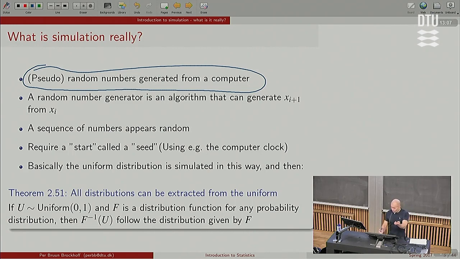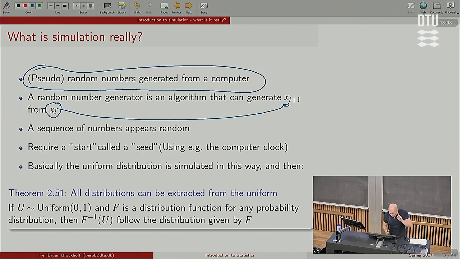What the computer can do for us is take one number, x_i, and then through some mathematical algorithm, some formula, it can generate the next one, and the next one, and the next one. And it can do it in such a way that when we look at this long list of numbers and at how it distributes itself, we cannot distinguish these numbers from real random numbers.